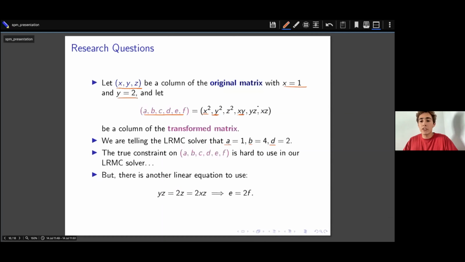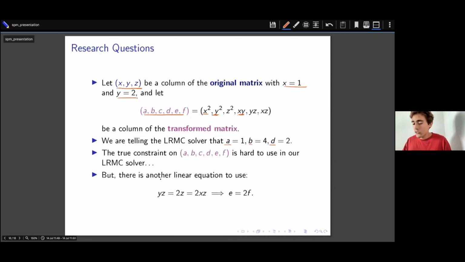There are a bunch of other constraints that this column ought to satisfy. The problem is that those constraints, you can state them, but they are quadratic constraints. And I don't really know of a good way of using those quadratic constraints in the LRMC solver, in the algorithm that we have for low-rank matrix computation.